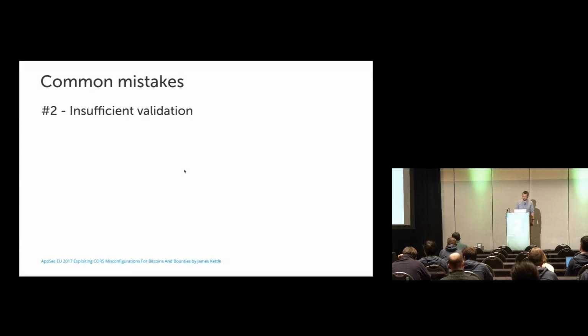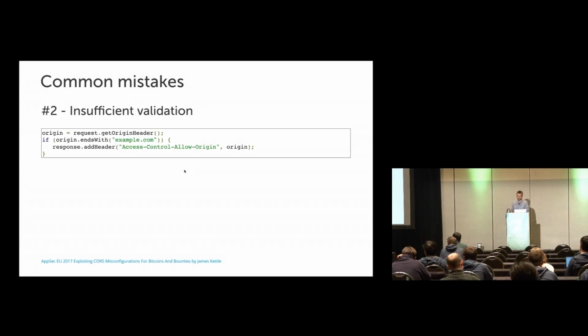The next one, insufficient validation. So we get the origin header from the request, and if origin ends with example.com, then we're going to add this. So we're not going to add just any header, but if it ends with example.com, that's fine. Except notexample.com also ends with example.com, but it's not example.com.